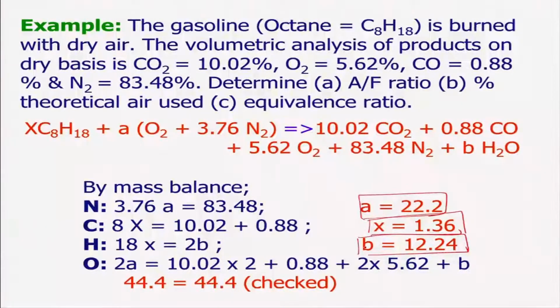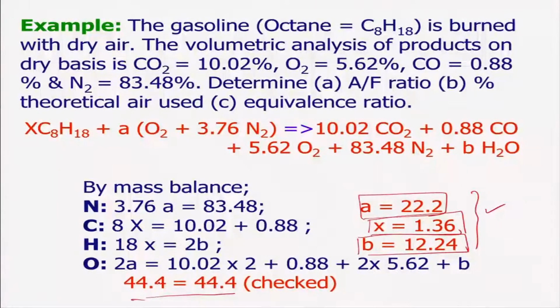Why I need this? It is just to check whether you have done any mistake or not. Otherwise, there is no need. These are all known, these are unknown. So, it is balanced, but just to cross check that you have done it right. You can look at it and the left hand side is equal to the right hand side. So, therefore, it is the right one.